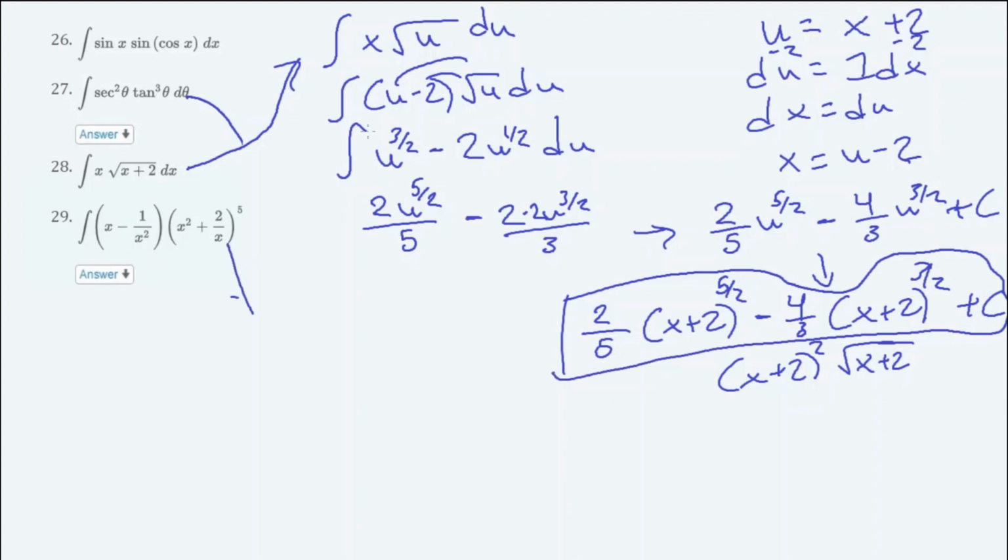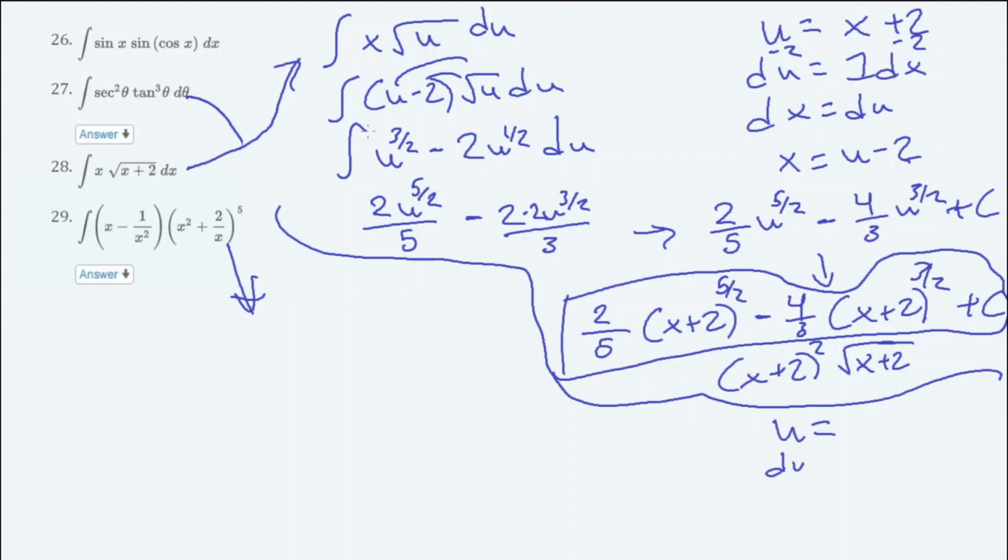Now let's take a look at number 29. We're working with a lot of stuff here, so let's figure out u, du, and that's going to be dx. What could we use u as? We can see this is the more complicated stuff and it's to the 5th power, so we want to work with that here. So let's say u is equal to x squared plus 2 over x. What would du be? du would be 2x minus 2 over x squared.